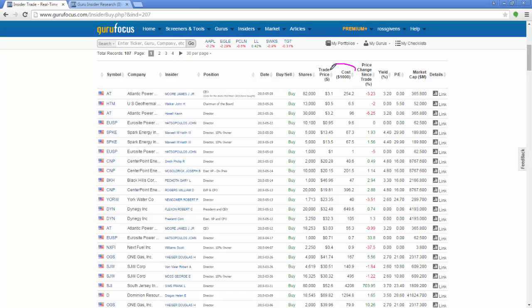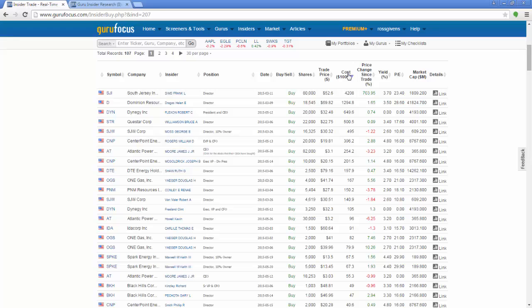So the cost is showing the total dollar value of the purchase, right? So whether they bought 10 shares of a company that's $1,000 a share or 100 shares of a $2 stock, it's going to put it in real dollar terms, right? So when you filter by that, you start to see the purchases that have the most significance. So this is a $4 million purchase by a director of this company. This is a $1.3 million purchase of Dominion Resources. And you'll see these here.